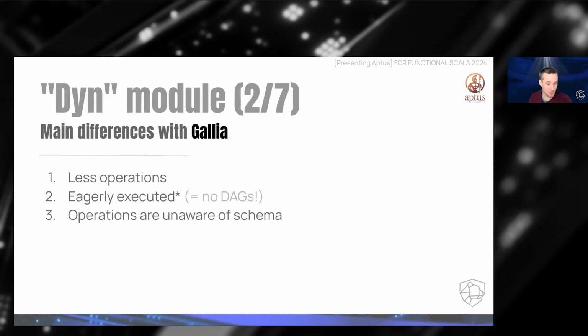Every operation is completely unaware of the schema, so it has no idea. It has no way of checking if adding a field is going to conflict with a field that already exists. Or if you remove a field that doesn't exist, it won't be able to tell you, so it'll probably fail at runtime. And it is not focused on performance at all, because there are way better tools out there for that, starting with Gallia. But if performance is really important, this is really not the library for you.